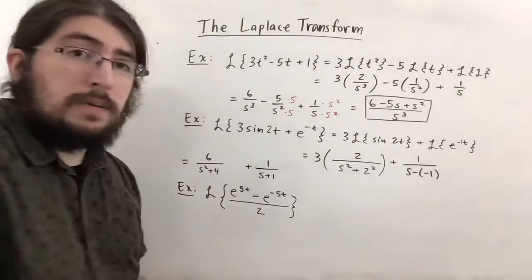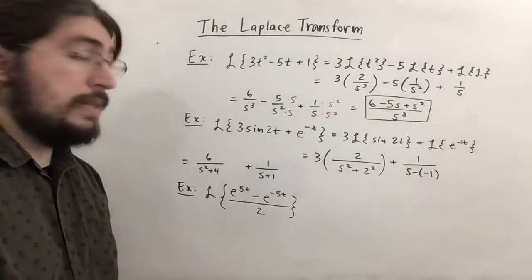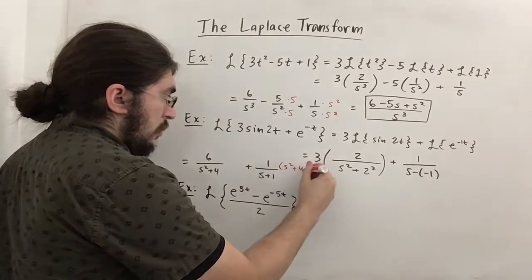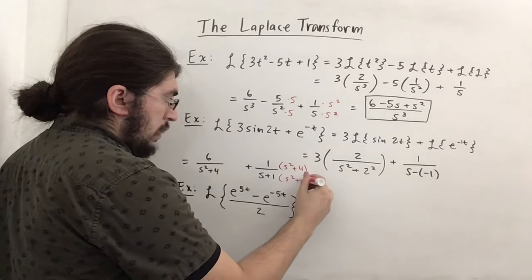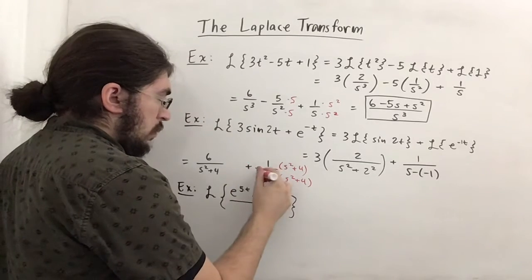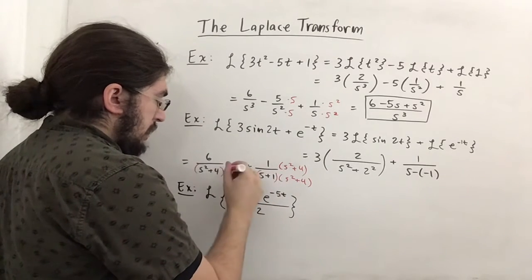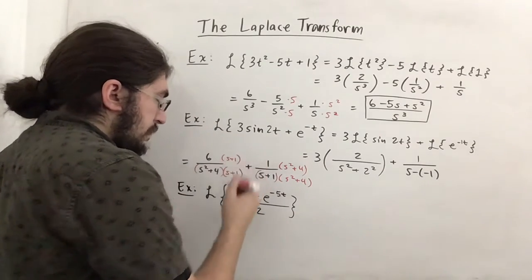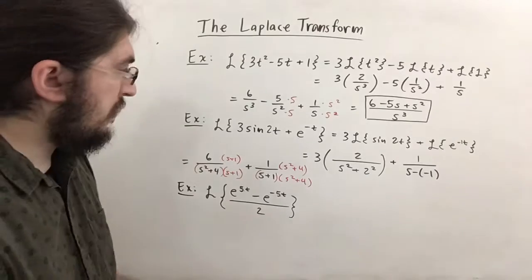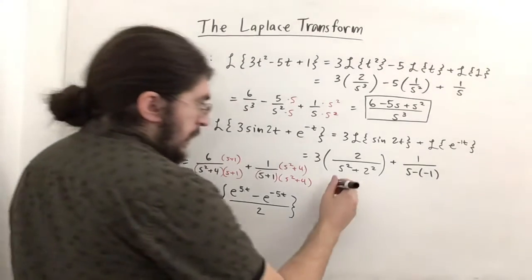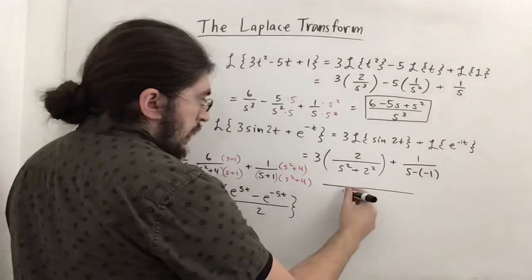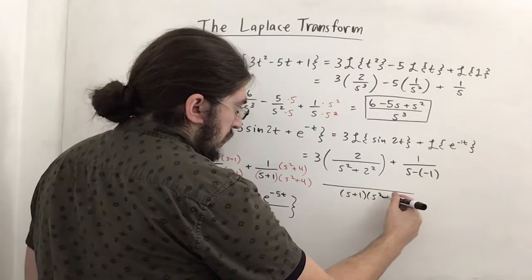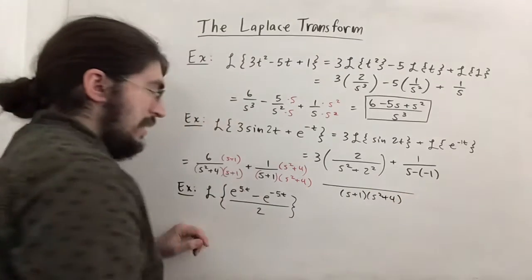To combine these, I'm going to multiply top and bottom by the opposite denominator. So the first one top and bottom by s squared plus 4, and the second one top and bottom by s plus 1. Like this. Perfect. Now after a little bit of combining, I'll leave the denominator factored: s plus 1 times s squared plus 4.